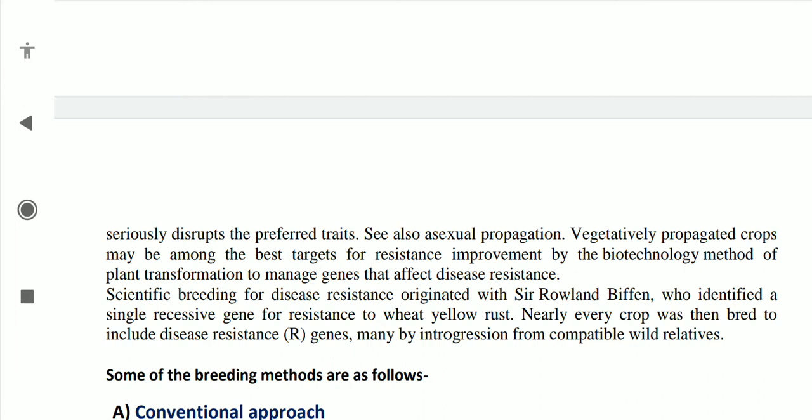Scientific breeding for disease resistance originated with Sir Roland Biffen, who identified a single recessive gene for resistance to wheat yellow rust. Nearly every crop was then bred to include disease resistant genes, many by introgression from compatible wild relatives. Thus, we had seen how one resistant gene is incorporated in the whole wheat varieties to make it disease resistant.